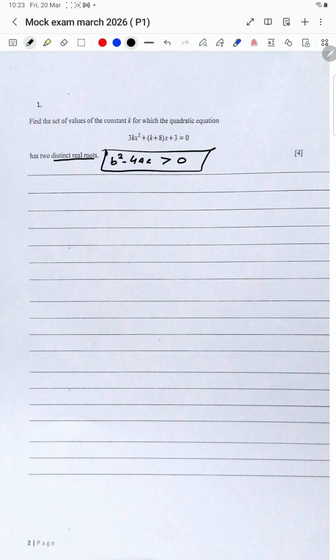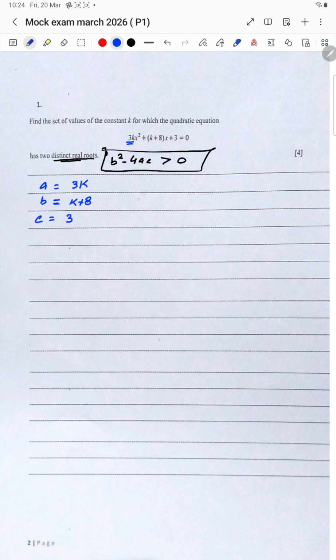Here I found while marking papers that most of the students try to solve this whole equation by using the quadratic formula, although the condition is very clear here for two distinct real roots. So what to do here: first find what a, b and c are for the given equation. The coefficient of x square is always a, that is 3k, and the coefficient of x, that is k plus 8, is b. Keep the sign if anyone is with a negative sign, and c is the pure constant.